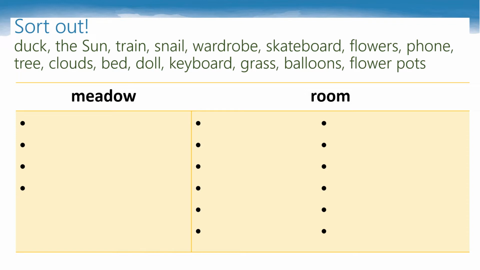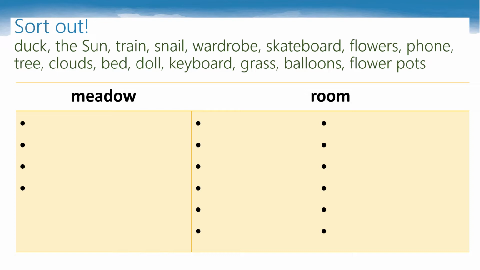Now you can see a table on the screen and the list of words you should sort out in the table. Where are they in the silly pictures? In the meadow or in the room? Na zaslonu vidite tablicu i popis riječi koje u nju treba svrstati. What belongs to the meadow and what belongs to the room? Think. You don't have to write it. Just think about it and we will do it together. Can we start?